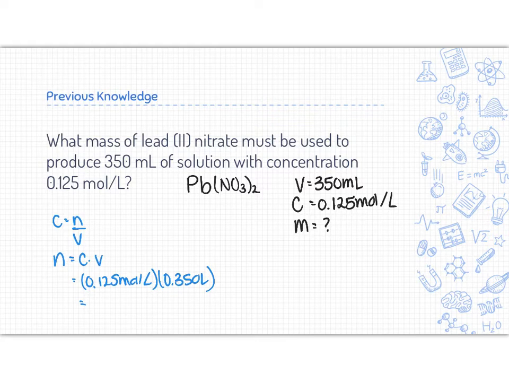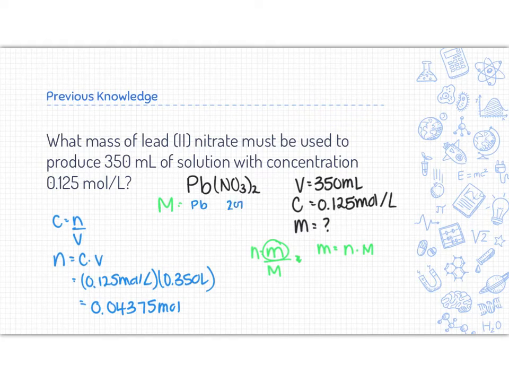Multiplying that out, we get the number of moles is 0.04375. With our moles, we can then use our formula little m over big M. So we're going to solve in this case for little m. Little m is equal to moles times molar mass. So we need to find the molar mass of lead(II) nitrate. Remember, when we're looking at something with a polyatomic ion, we need the mass of lead, just one lead, so that's 207.2.